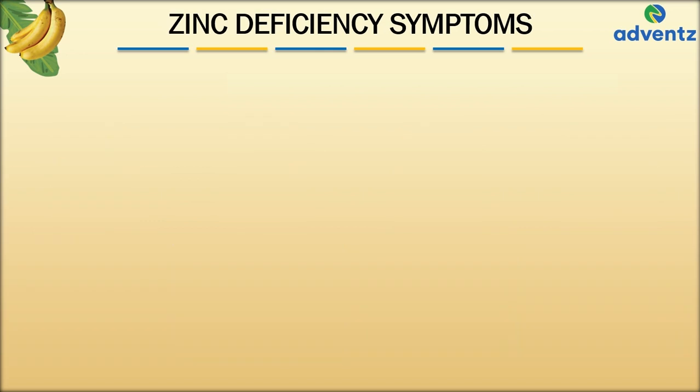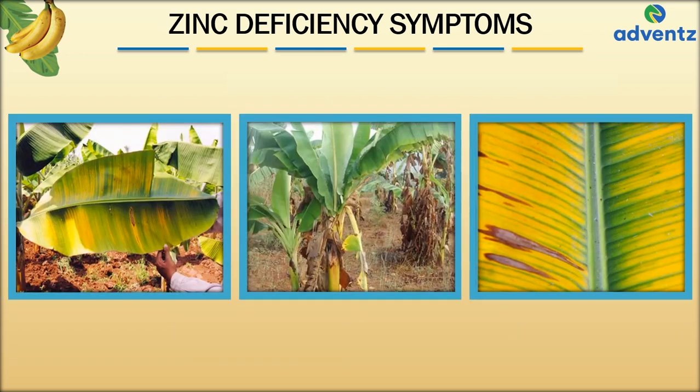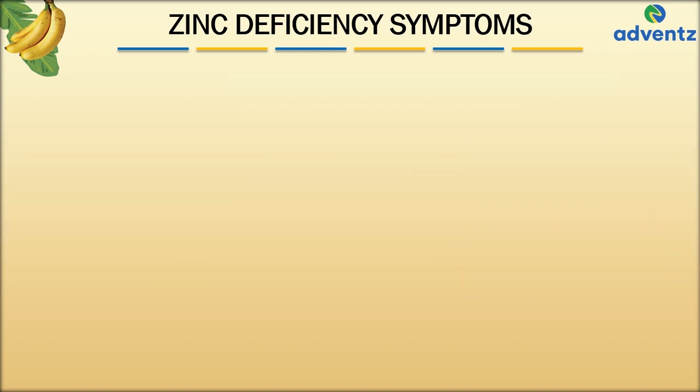The next one is zinc. The visual zinc deficiency symptoms are formation of small sized leaves and deformation of leaves. The middle leaves develop intervenial chlorosis and suffer from stunted growth, as we can see from the images.